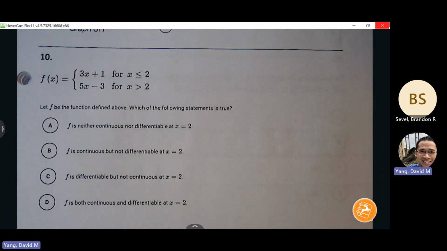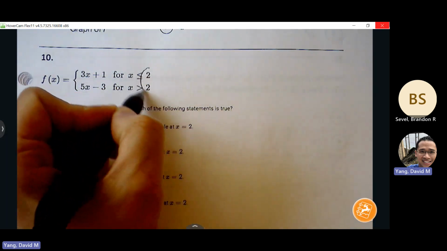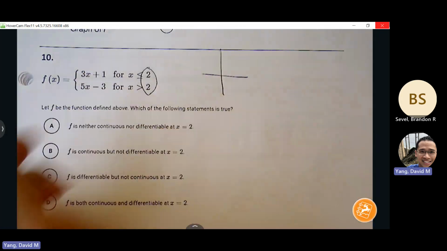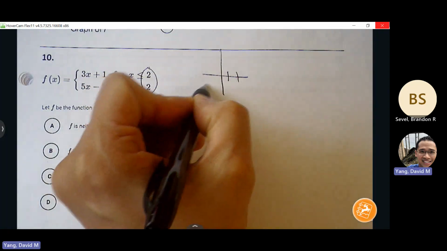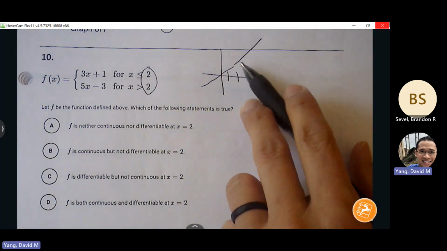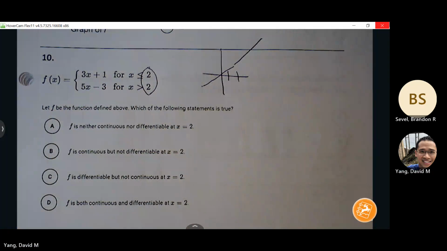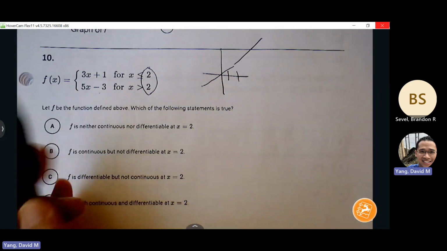Which of the following could be true? We have a bunch of statements about continuity and differentiability. So we know that the potential breaking point for these two graphs is at 2. Right now we know that these are two lines at 2. They both have positive slopes, but we just don't know: are they connected, and are they going to share the same slope? So what we can do is set the equations equal to each other, see if they arrive at the same y value, and then find their derivatives and see if their derivatives are the same.